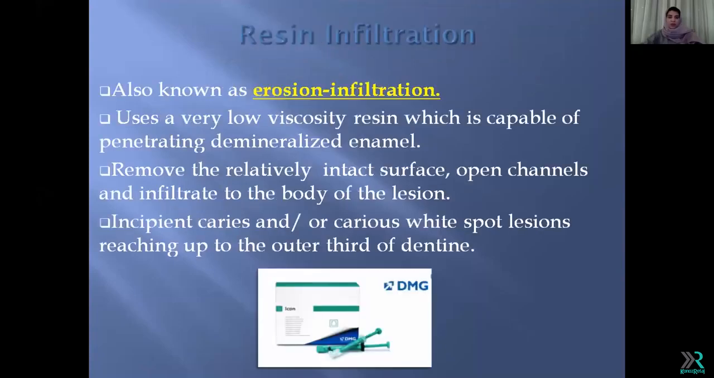The resin infiltration is known as erosion infiltration. It removes the relatively intact surface layer and opens the channels to infiltrate the body of the lesion by using very low viscosity resin, which is capable of penetrating the demineralized enamel. It can be used also in incipient caries or white spot lesions, reaching up to the outer third of dentin.